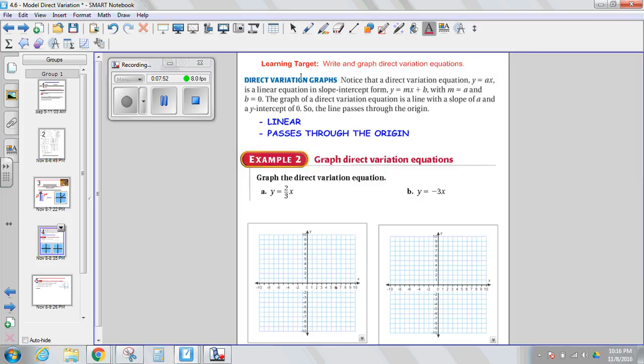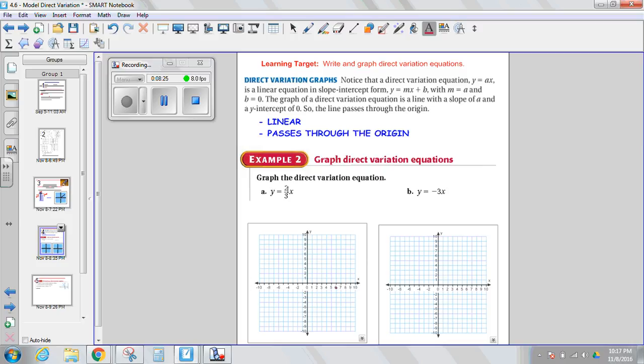We have a little note up top that says, notice that a direct variation equation y equals a times x is linear in slope-intercept form with m equal to a, and b is 0, or our y-intercept is 0. The graph of a direct variation equation is a line with a slope of a and a y-intercept of 0. So the line passes through the origin. So basically, if you have an equation and it's linear and it passes through the origin, this is a direct variation. Any linear equation that goes through the origin is a direct variation.